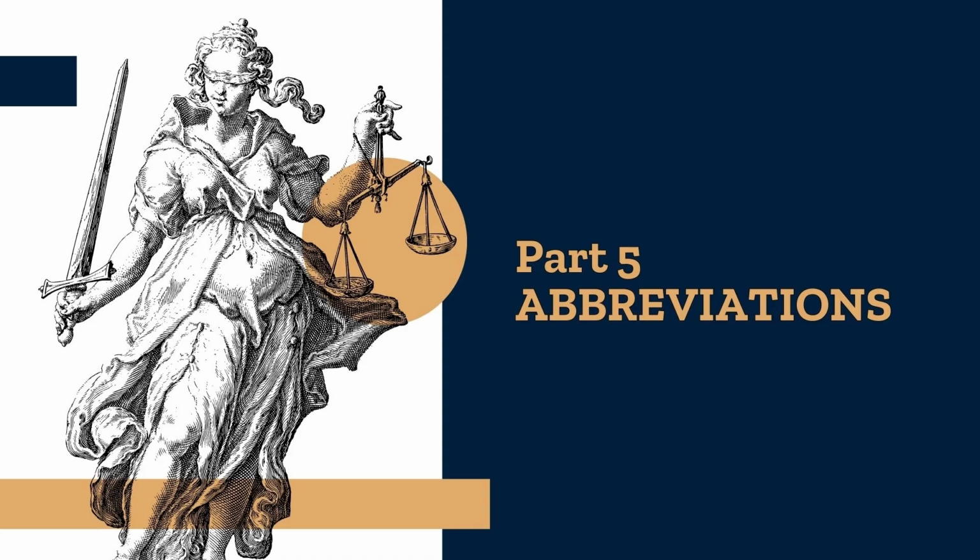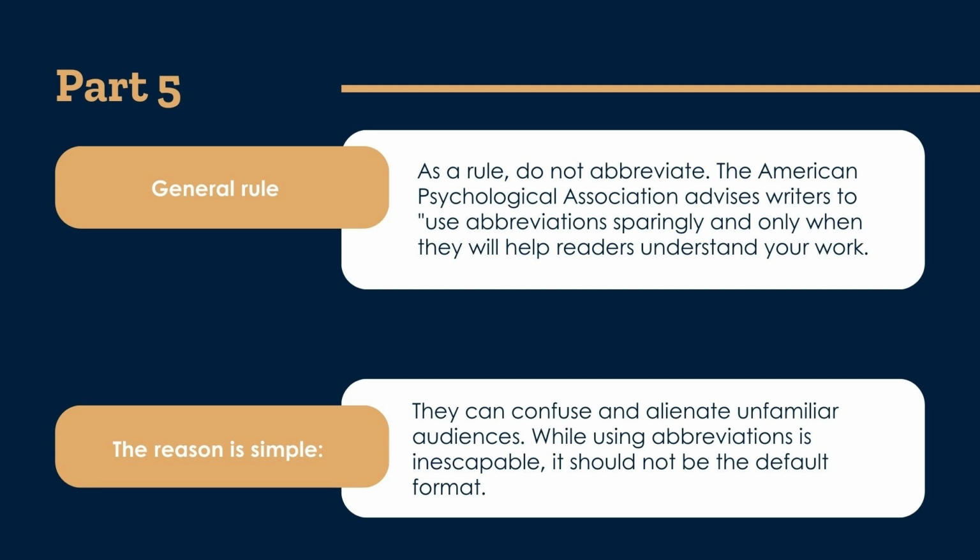Part 5. Abbreviations. General rule. As a rule, do not abbreviate. The American Psychological Association advises writers to use abbreviations sparingly and only when they will help readers understand your work. The reason is simple. They can confuse and alienate unfamiliar audiences.